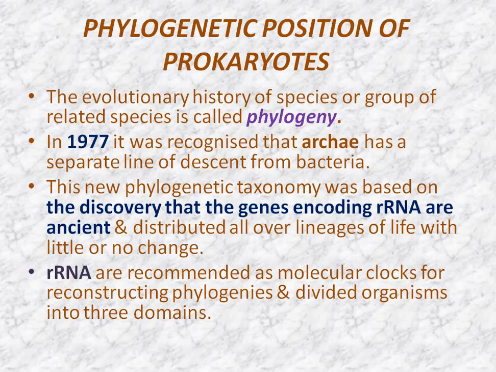So ribosomal RNA is recommended as a molecular clock, and is used for the construction of phylogenies, means ancestral history, and on the basis of this, organisms are divided into three major domains: bacteria, archaea, and eukarya.